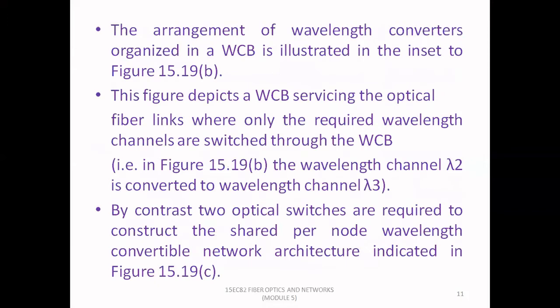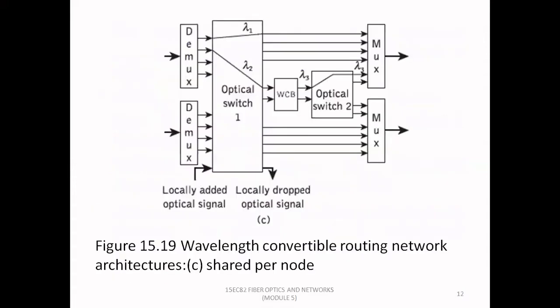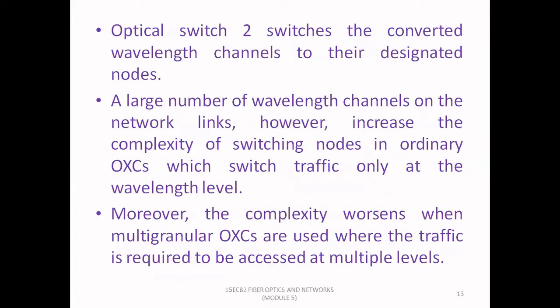The arrangement of wavelength converters organized in a WCB is illustrated in the inset to figure 15.19b. This figure depicts a WCB servicing the optical fiber links where only the required wavelength channels are switched through the WCB. By contrast, two optical switches are required to construct the shared per node wavelength convertible network architecture indicated in figure 15.19c. The two switches direct the converted wavelength channels to their designated nodes.